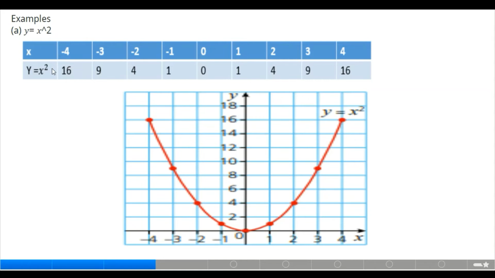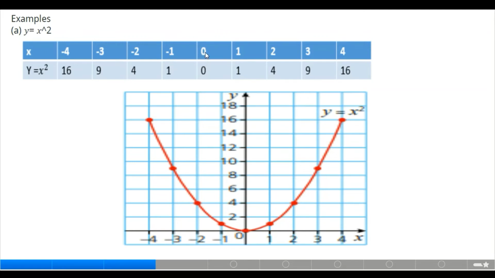Now, let's go through this. When x is minus 4, what is y? y = x^2, so minus 4 squared is 16. When x is minus 3, minus 3 squared is 3 times 3, since minus times minus will give us plus, so that is 9. For minus 2 squared, it is 2 times 2, which is 4. And minus multiplied by minus, as I said, will give us plus, so minus 1 squared will give us 1.